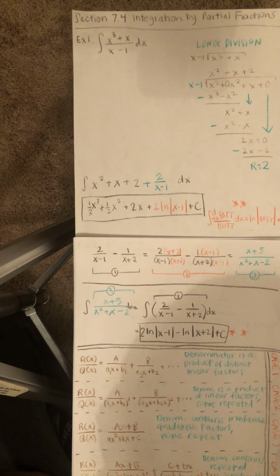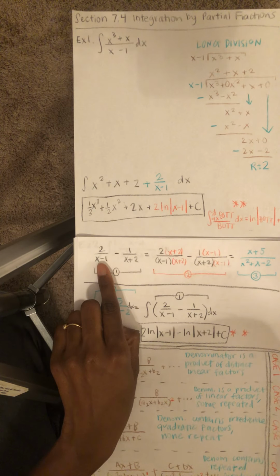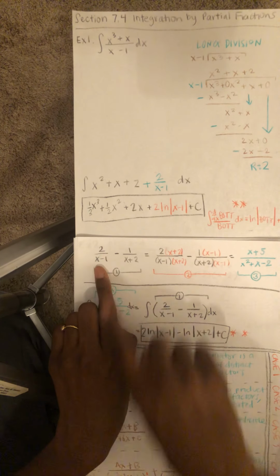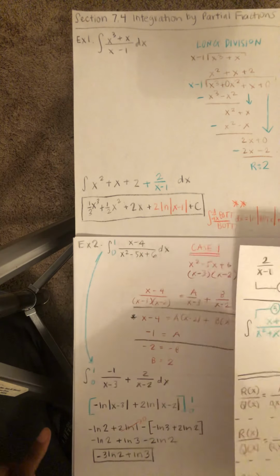So, essentially, there's another way to work this problem, and this is how we're going to be working it for the rest of the problems. So let's say that we had this equation right here, this 2 over x minus 1 minus 1 over x plus 2, okay?